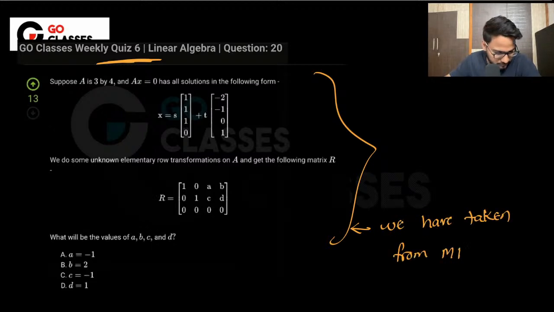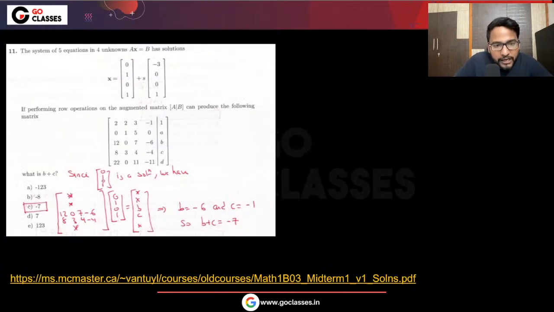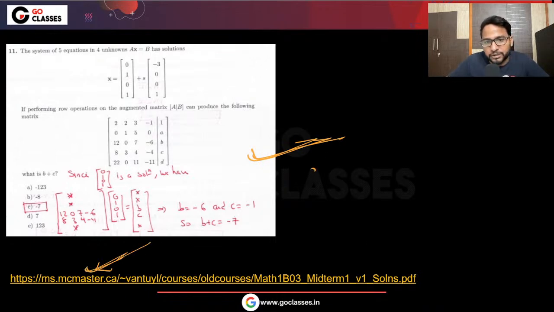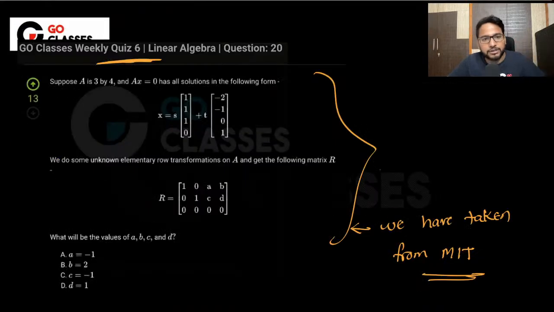MIT, right? And the question that I have taken in the scholarship test, I have taken from, again, a standard university. See this question, even the options I have kept the same. So this question in the scholarship test we have taken from this standard university, and the question that we have asked in the weekly quiz, I have taken from MIT.